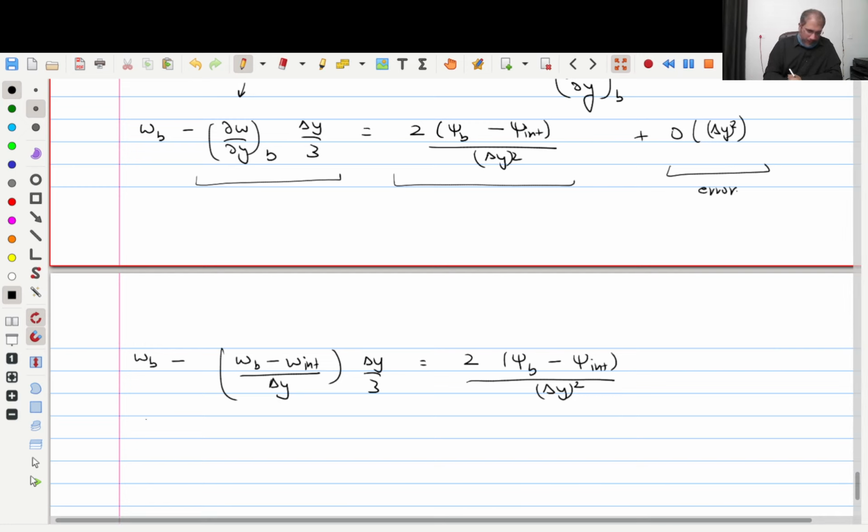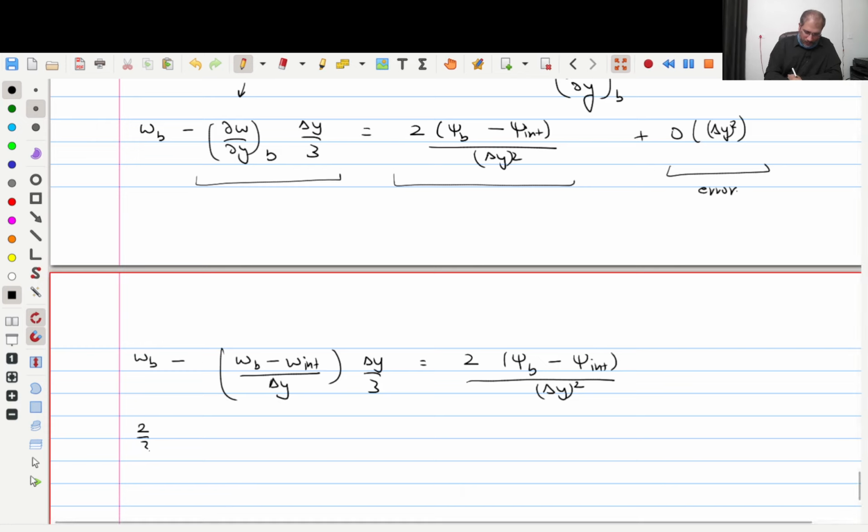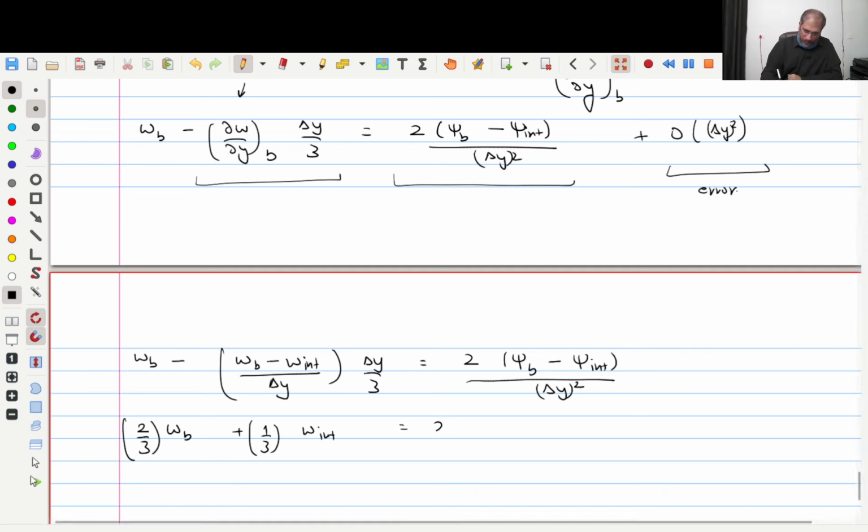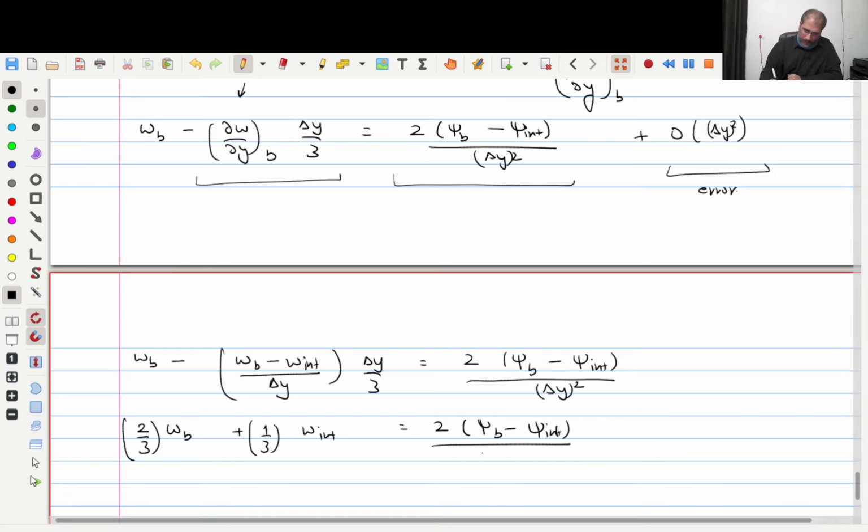Okay, so we can rearrange the terms, and this gives us 2/3 omega b plus 1/3 omega interior is equal to twice psi b minus psi interior upon delta y square. Okay, so this is a higher order boundary condition for omega on a wall which is a non-permeable no slip wall.